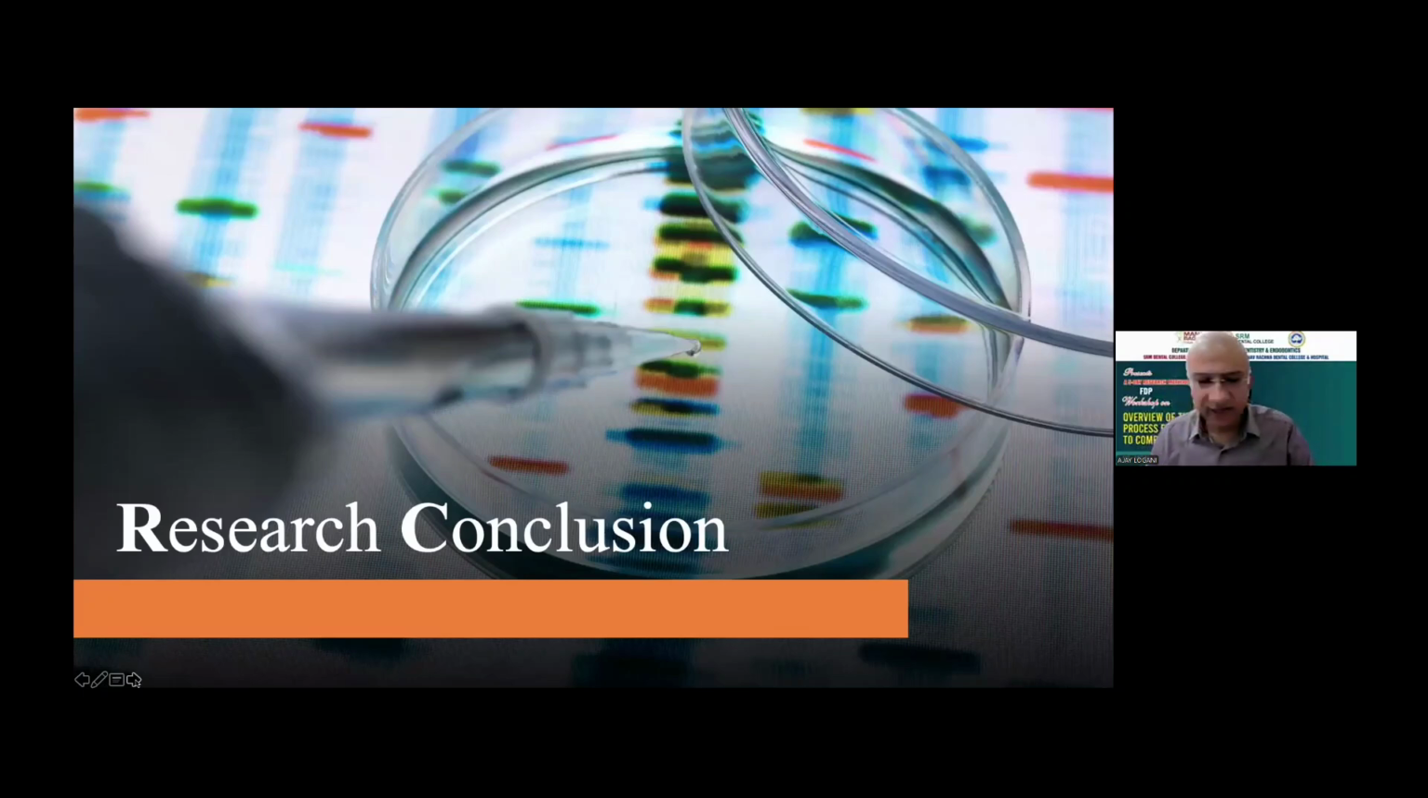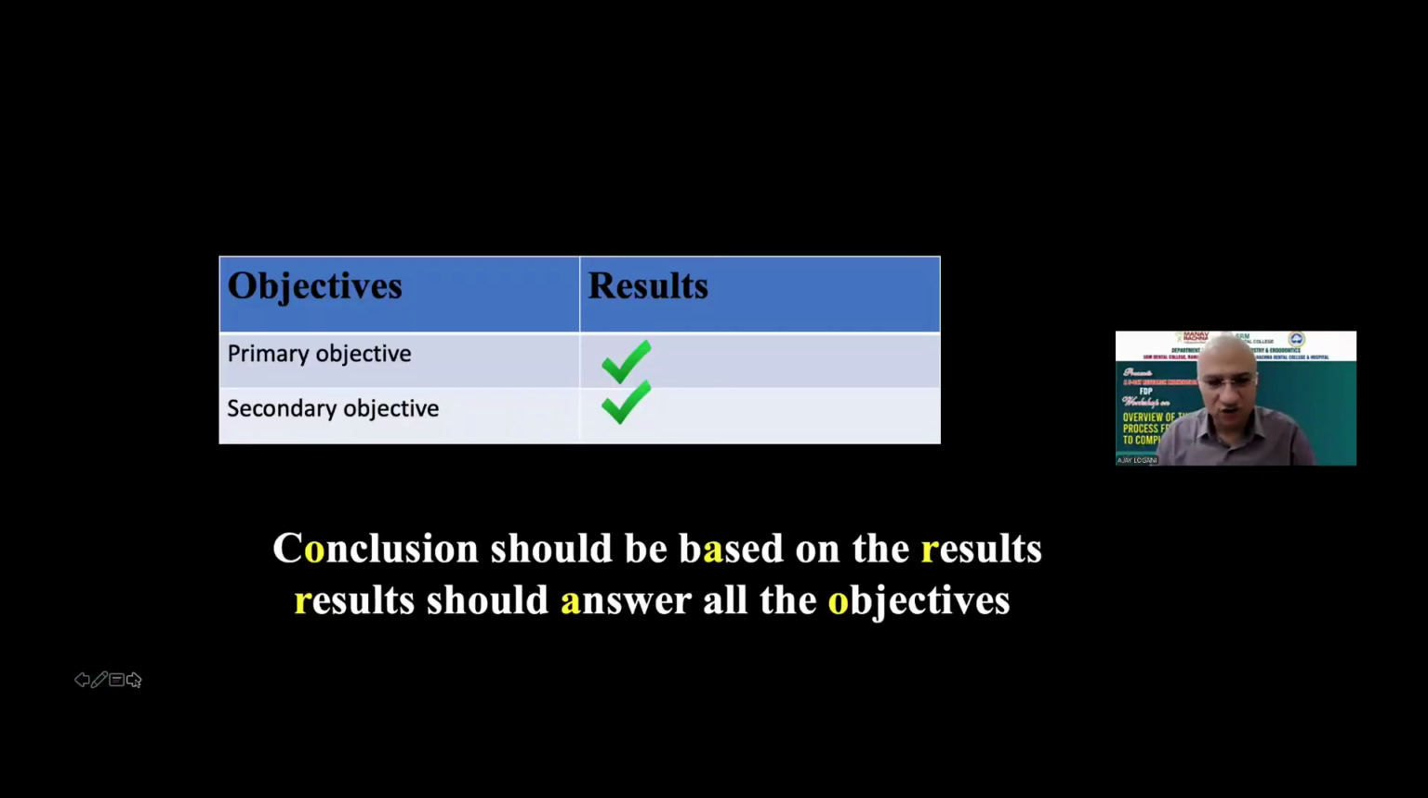Obviously, I'm concluding in a couple of minutes. As far as the research conclusion, or the randomized clinical trial conclusion, is concerned, your results should be able to answer the primary objective and the secondary objective, and your conclusion should always be based on the results. There should be no conjectured conclusion.